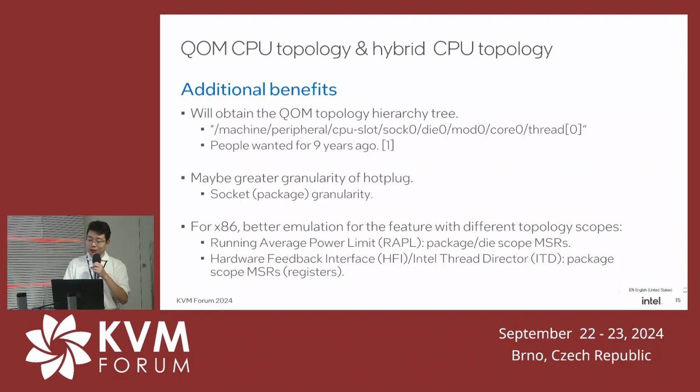And for x86, it could help to emulate features which have a topology dependency. Currently, QEMU supports the running average power limit, the RAPL feature. This feature has registers which are package or die scope. When we have the socket and die devices, then we can save and load the registers in such devices, and all the topology children could share the same register value.